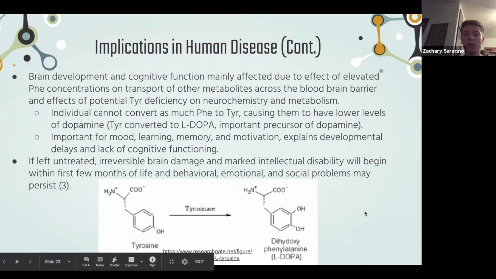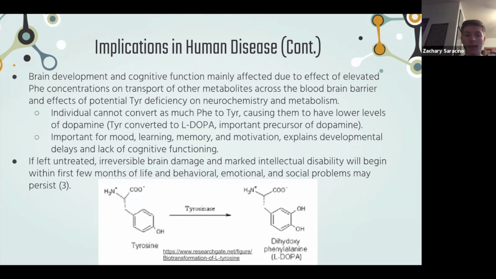And so because of this, less tyrosine is synthesized, and tyrosine is actually a precursor to dopamine. It's converted to L-dopa. And so if you have less L-dopa, you're going to produce less dopamine. And because dopamine is important for mood, learning, memory, and motivation, this explains the developmental delays and lack of cognitive functioning in those with PKU. And so if it's left untreated, ultimately it's going to cause that irreversible brain damage and cognitive decline, and could lead to more behavioral, emotional, and social problems later on in life.